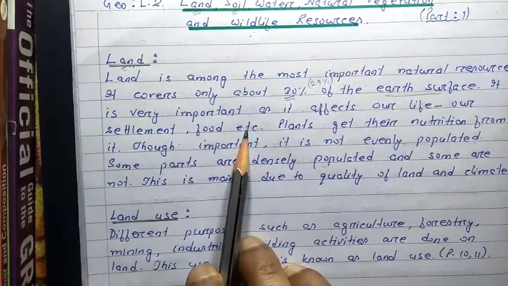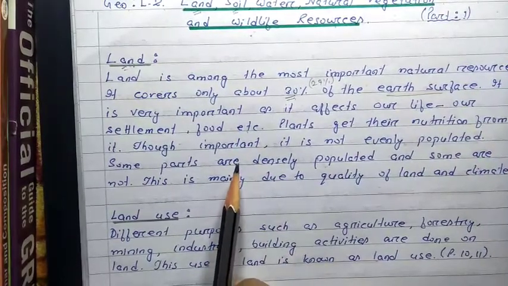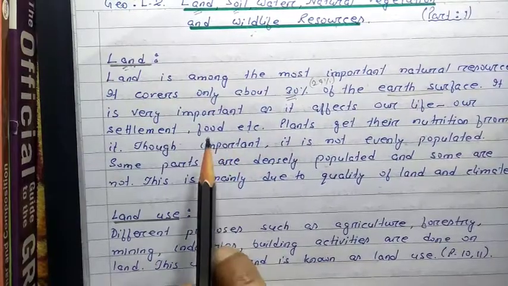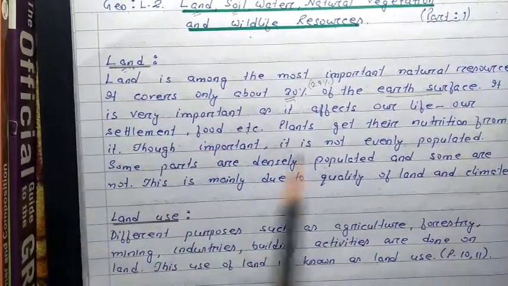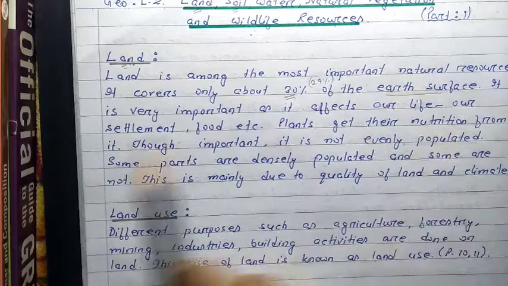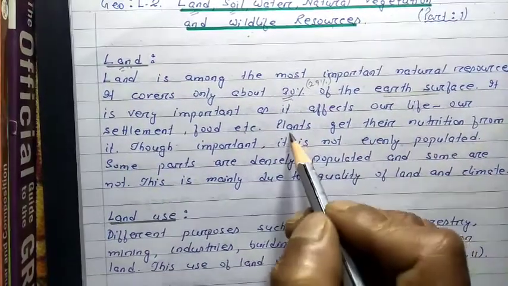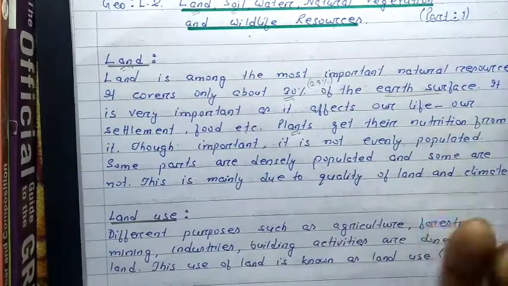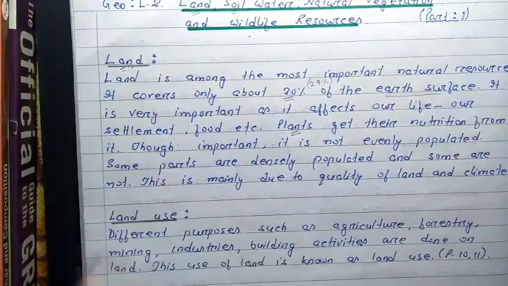We make our houses on the land, we cultivate our crops on the land, different industries are also constructed on the land, and that's why land is important. Plants get their nutrition from it. All the green plants prepare their food, and the essential things that they need, they obtain from the land.